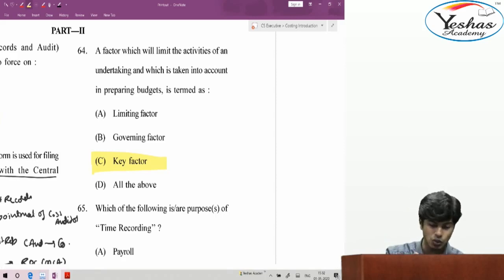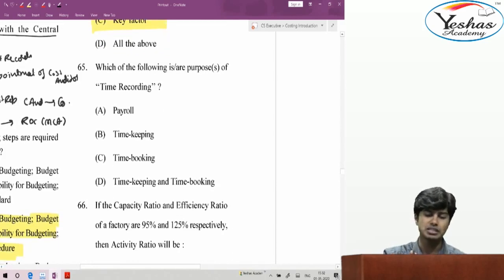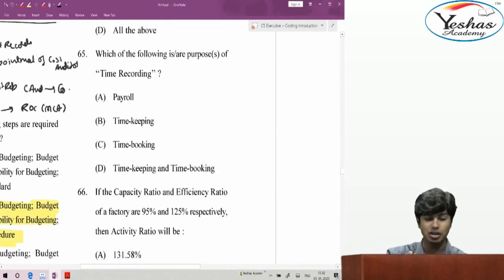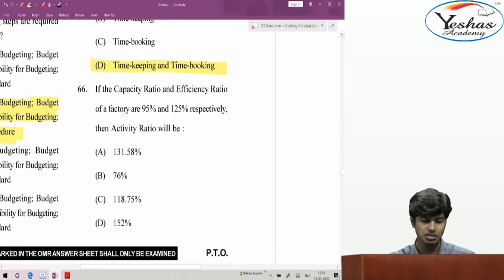Come on, let us go to question number 65. 65 basically talks about which of the following is the purpose of time recording. Time recording will include time keeping as well as time booking. Basically we tell how much time to book for that particular product and how much time to keep for that particular product. So the purpose is time keeping as well as time booking, and not just one among them. Come on, let us go to question number 66.